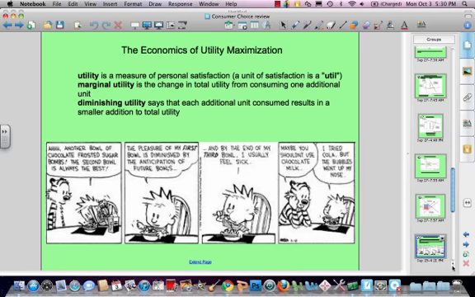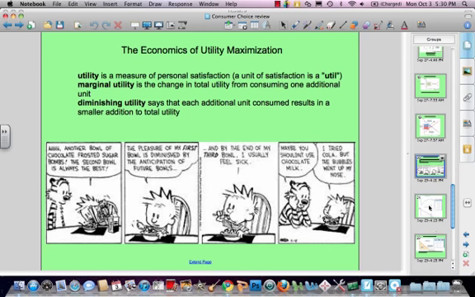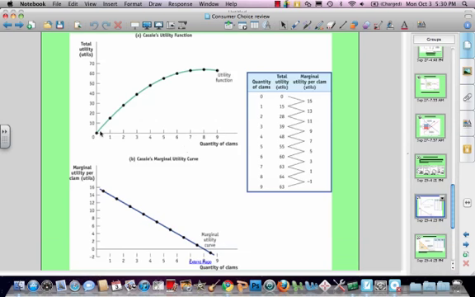Let's talk quickly about utility. Utility is a measure of personal satisfaction. You'll hear us talking about utils. Marginal utility is the change in total utility from consuming one additional unit. Diminishing utility says that each additional unit consumed results in a smaller addition to total utility. Remember the idea of increasing at a decreasing rate, and that's actually depicted on this graph.